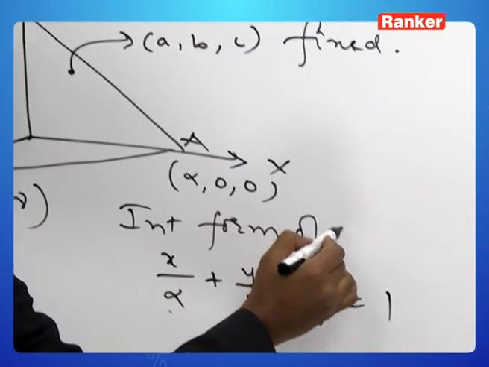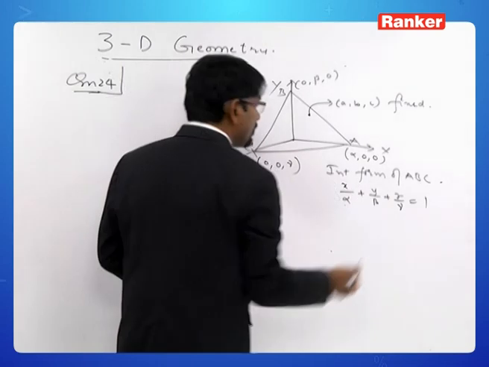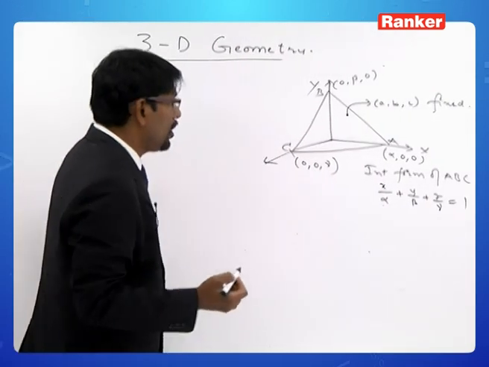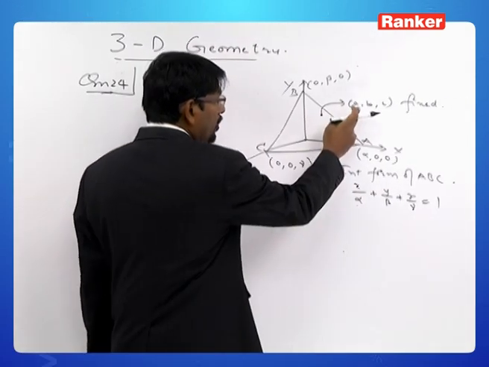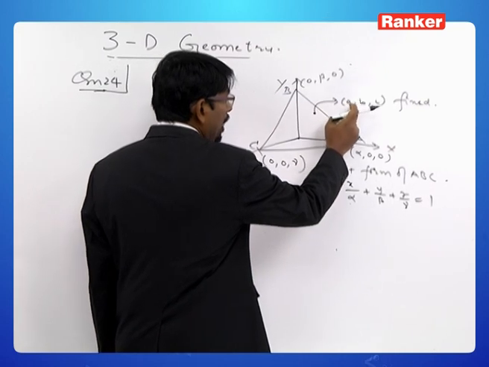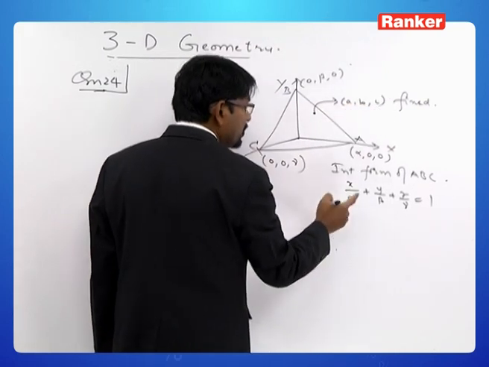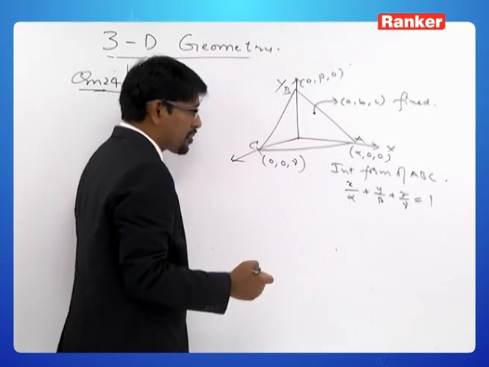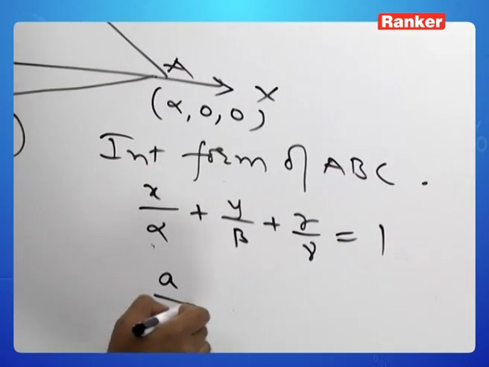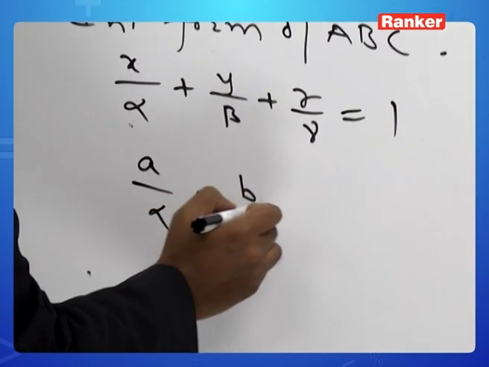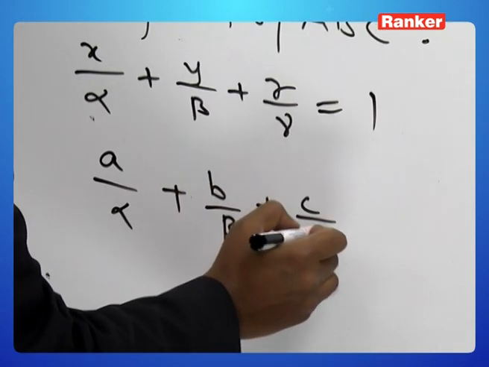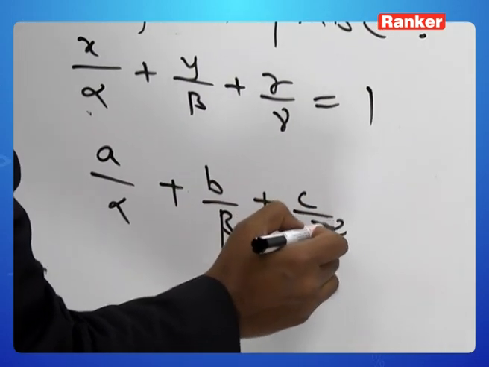ABC plane. And what else do we know? We know that the point A, B, C lies on it. So instead of x, y, z, I can substitute A, B, C. So A by alpha plus B by beta plus C by gamma is equal to 1.